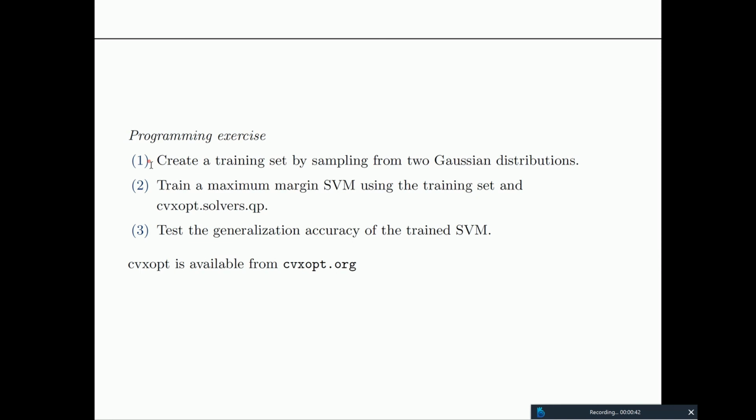Then use this training set that you generated to train a maximum margin SVM. So you should in some way monitor that your training data set is actually linearly separable. And you should train the SVM using this quadratic programming solver, CVXOPT QP. And then once you have trained it, you can of course, based on the weights and bias parameter that you have, test the generalization performance for new training points.